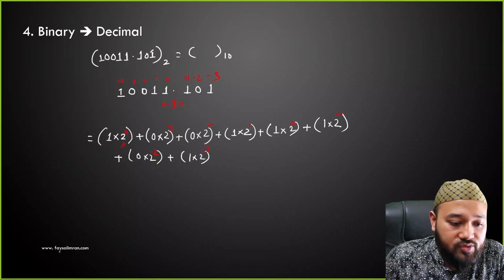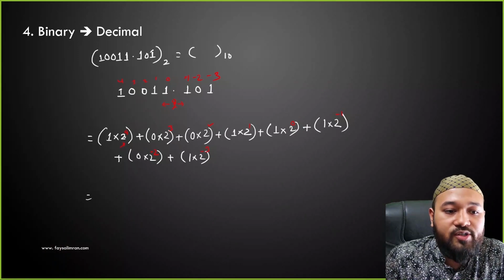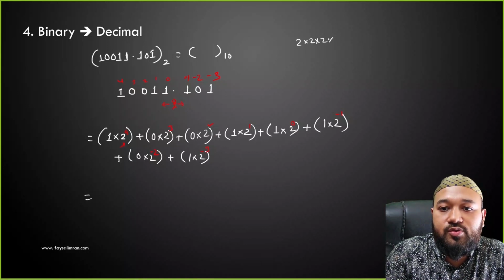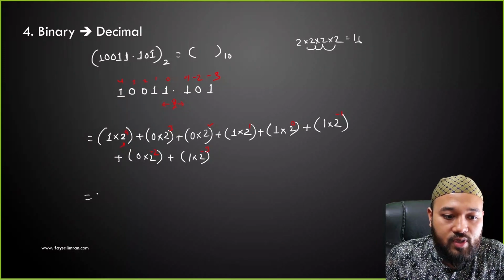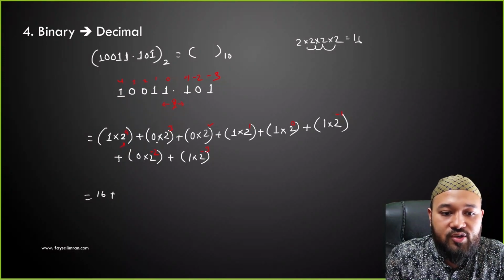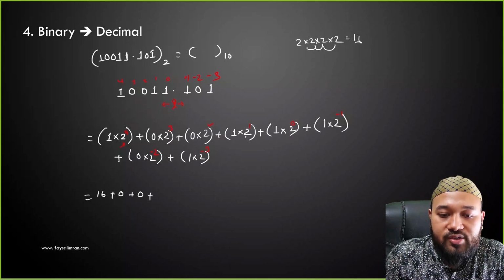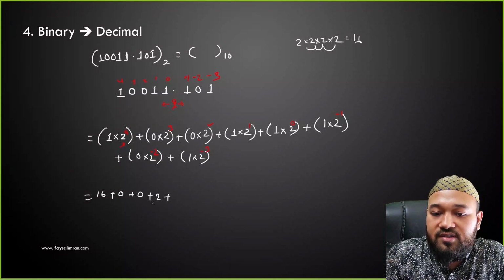So the result should be 1 times 2 to the power 4. We all know that 2 to the power 4 means 2 times 2 times 2 times 2, 2 times 2 is 4, 4 times 2 is 8, 8 times 2 is equal to 16. So this is 16, 16 times 1 is 16, plus 0 times 2 is equal to 0, plus 0 times 2, again it's 0, plus 1 times 2, 2 to the power 1 means 2, 2 times 1 is equal to 2, plus 2 to the power 0 means 1.